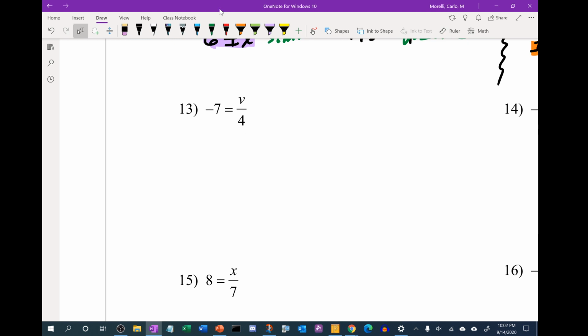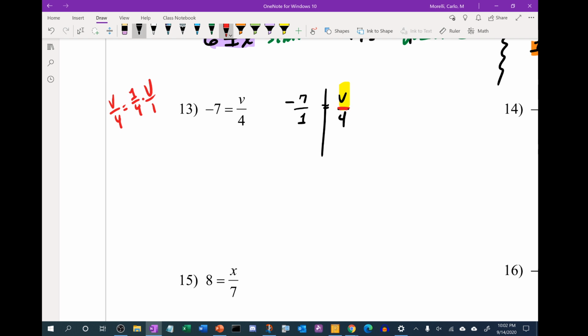Negative 7 equals v over 4. Okay. Well, the first thing I would do, guys, is I would never write it like this. I would write it negative 7 over 1 equals v over 4. Now, my goal is to get the v by itself. So the first thing I have to do is inverse operation of v over 4. Remember that v over 4 really equals 1 over 4 times v over 1.